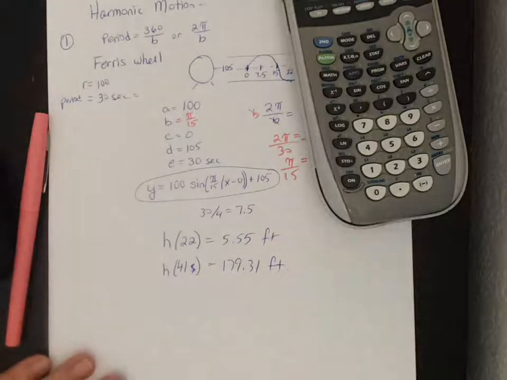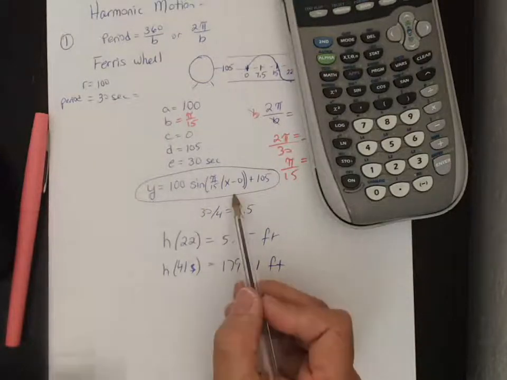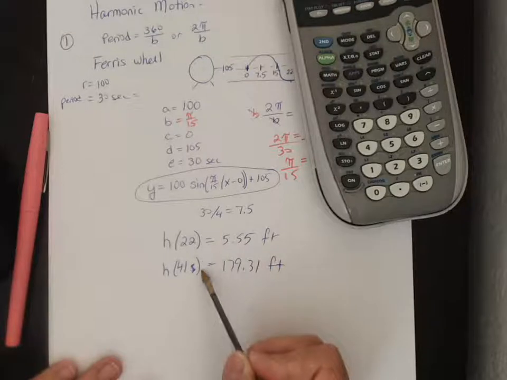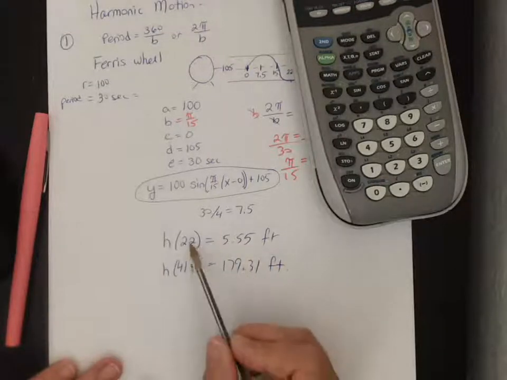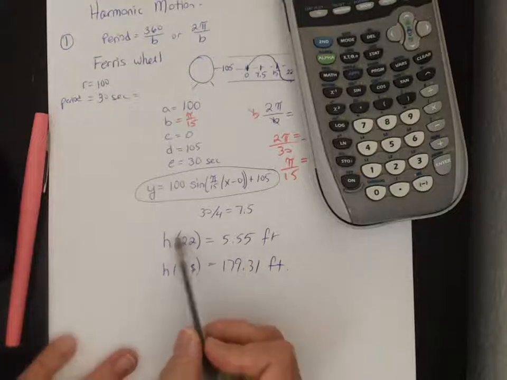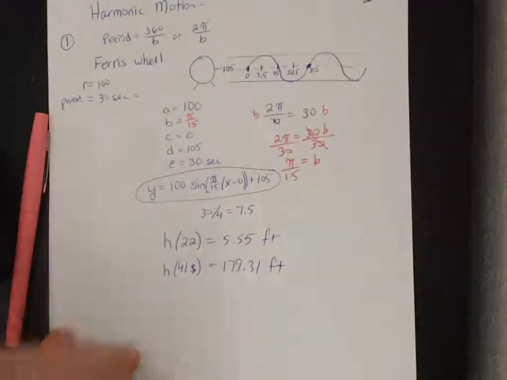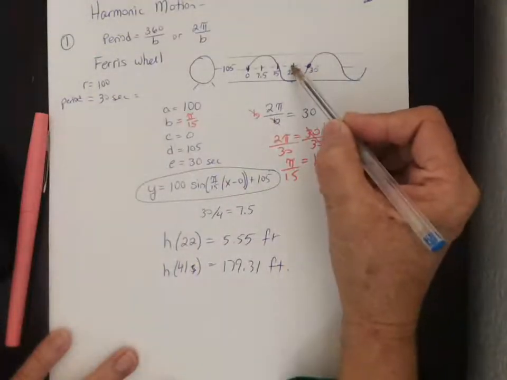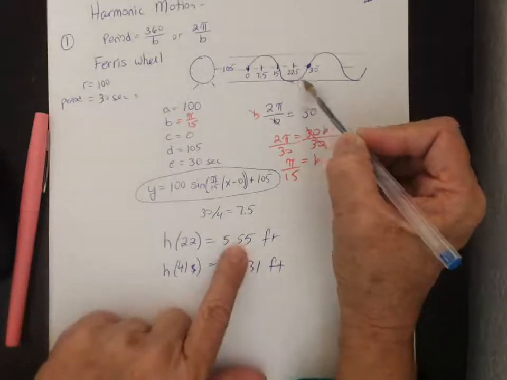And that we've created our sinusoidal model for our Ferris wheel height, and we've plugged in some different times to see where the rider is at these times. And we can double check this for sanity's sake. At 22 seconds, so that'd be right about here, they're just above the minimum value.